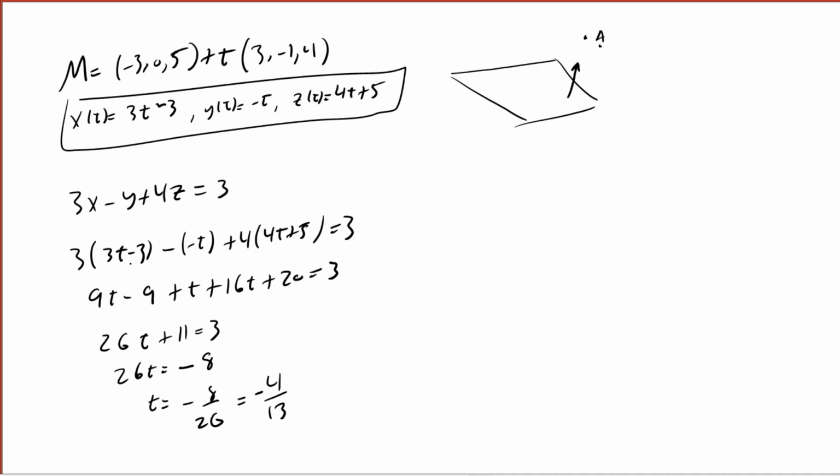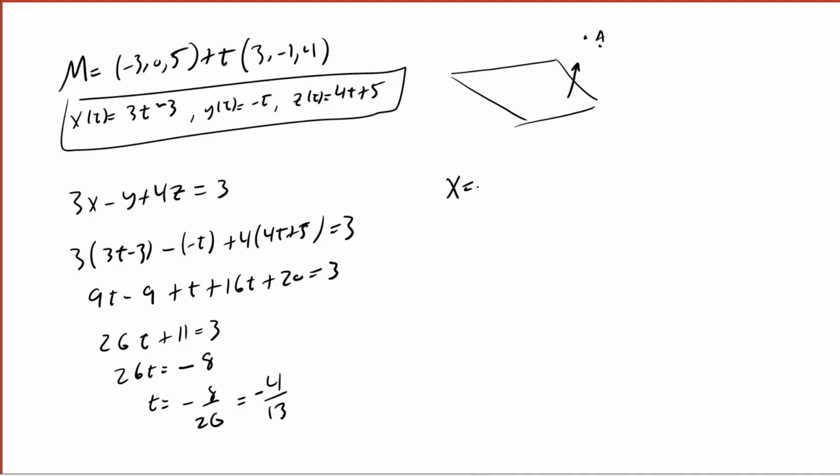3t minus 3, minus t, 4t plus 5. So that's 9t minus 9 plus t, 16t, 20 equals 3. Okay, I'm going to say that's good. So now the point on the line, the point where this is just going to be when I evaluate each of these at this point.